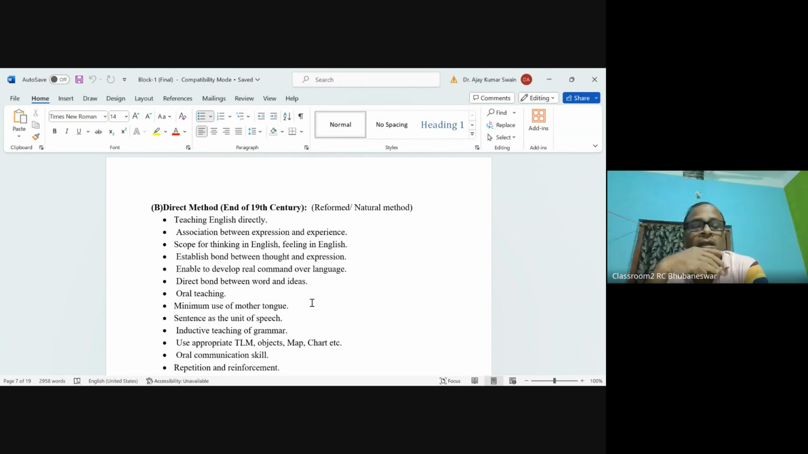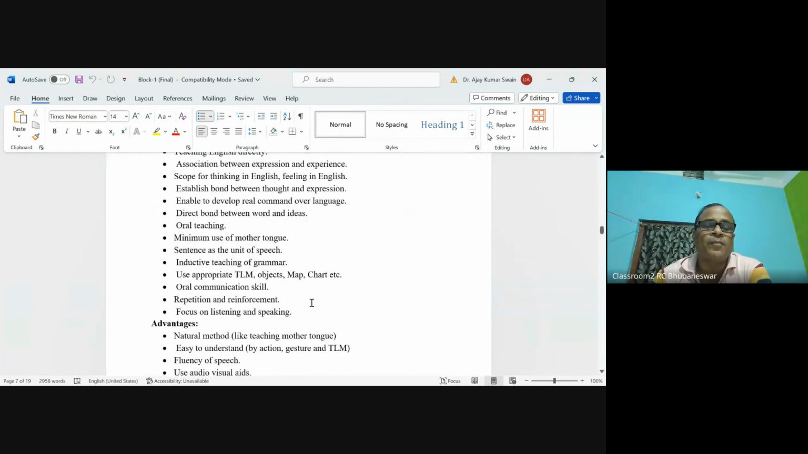language, direct bond between word and ideas, oral teaching, minimum use of mother tongue, here sentence as the unit of speech, inductive teaching of grammar, use appropriate TLM, objects, maps, charts etc. Oral communication skill may be improved, repetition and reinforcement, dealing of words, focus on listening and speaking is given in this method, that is direct method.